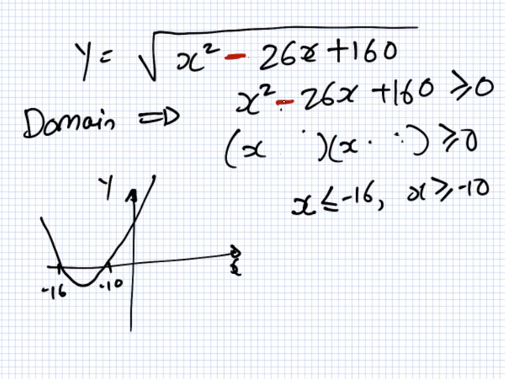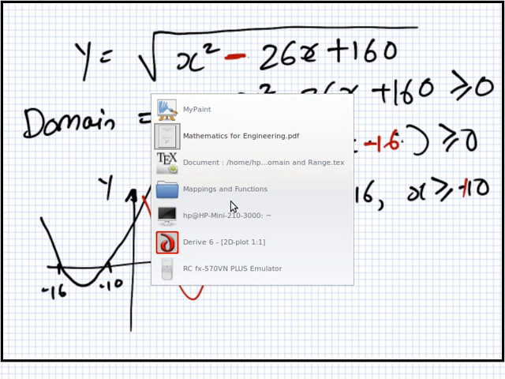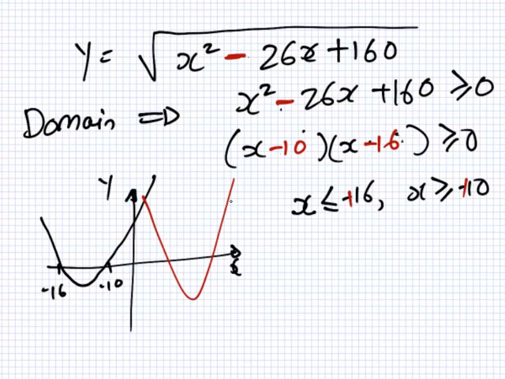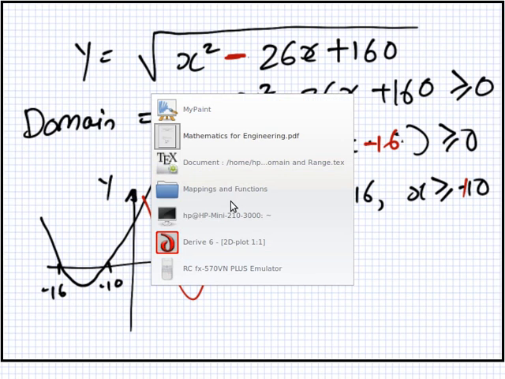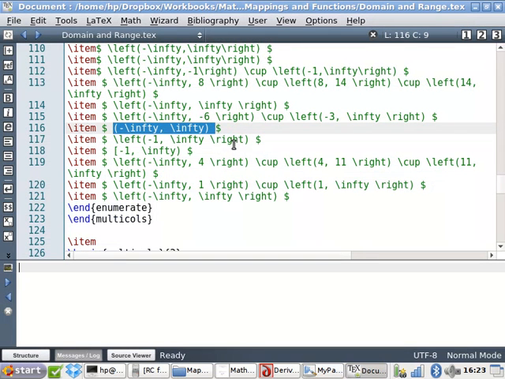No, it can't still be 10, 16. Oh, the signs are different. Oh, minus 10. Minus 16. So that's 16 and 10 here. So it's still wrong. It should be: the domain is everything less than 10 and bigger than 16. Let me just fix that, please.